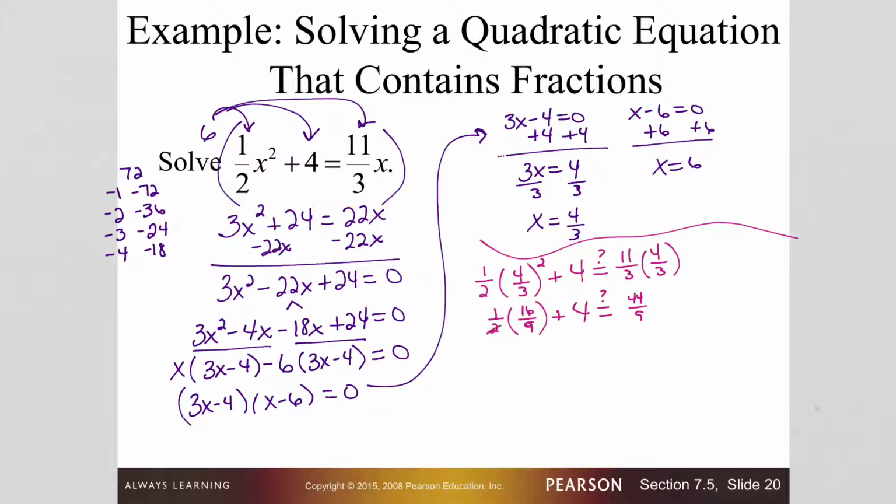So now I can simplify that, so I wind up getting 8/9 plus 4/1. I need a common denominator to add, so I've got 8/9 plus 36/9. 36 plus 8 is 44/9. That's what I was hoping I would get.